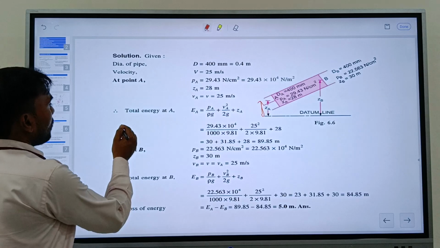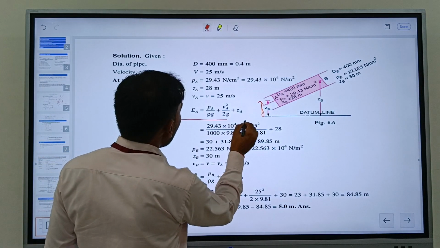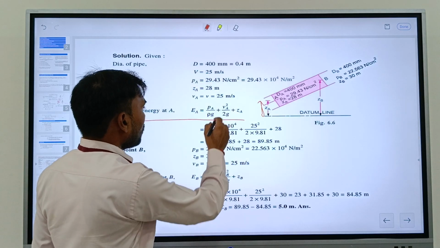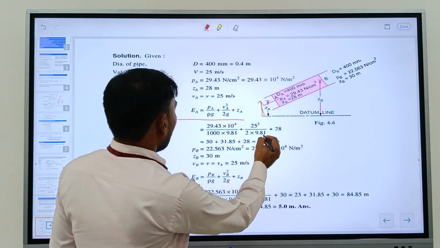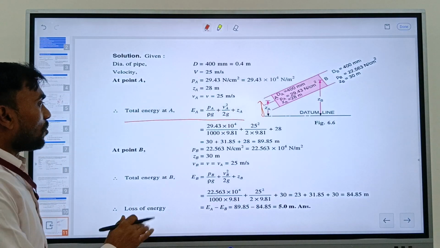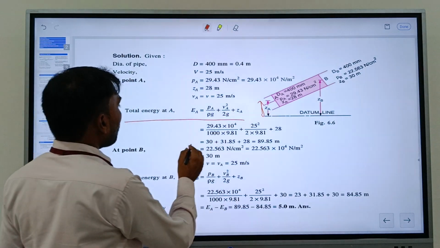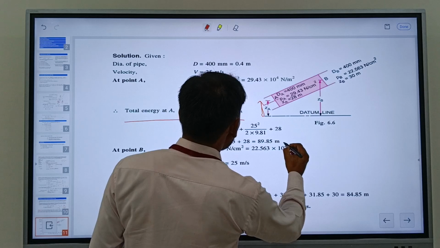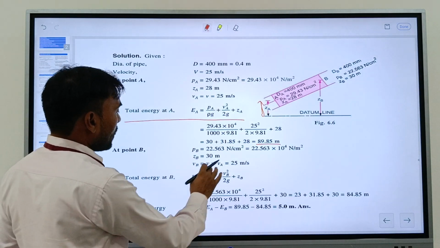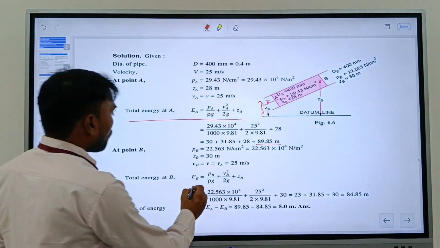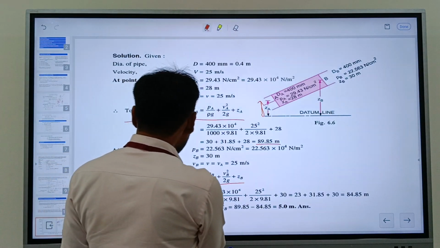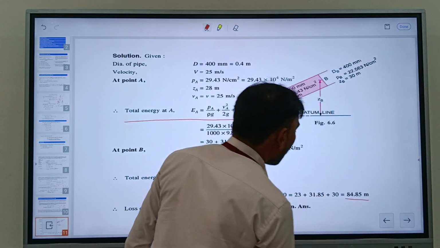So if we further apply the formula of total energy at point A, then you can write it as EA equal to PA by rho g plus VA square by 2g plus ZA. So put all the values given here. PA is given, VA is given, ZA is given, and density is already the standard value as in the case of water. So putting all these values, you can get the total energy at point A. It will be equal to 89.85 meter. Now at point B, pressure, datum head and velocity head are already given. So using the total energy formula at point B as in the case of point A, you can put all these values. The value of total energy here can be obtained as 84.85 meter.